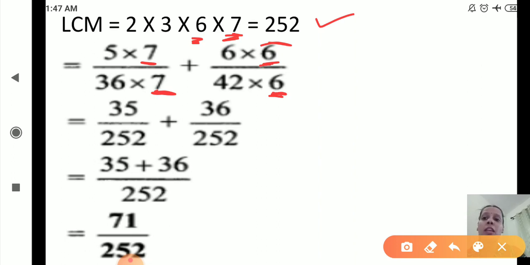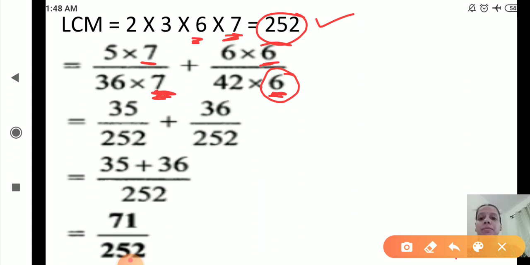Why are we taking 6 here and why are we writing 7 here? Because 36 multiplied by 7 is 252. As the LCM is 252, in the denominator we want the number 252. So here we are multiplying by 7, so we will get 252 in the denominator, and 42 multiplied by 6 we are doing, so that we will get 252 in the denominator. I hope you are clear till here. And whatever number you are multiplying in the denominator, the same number you will multiply in the numerator.